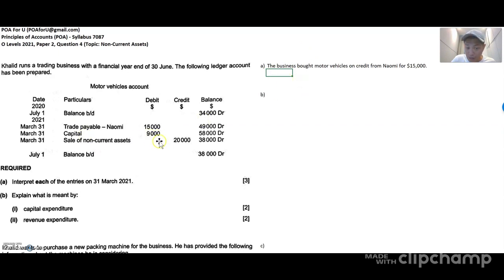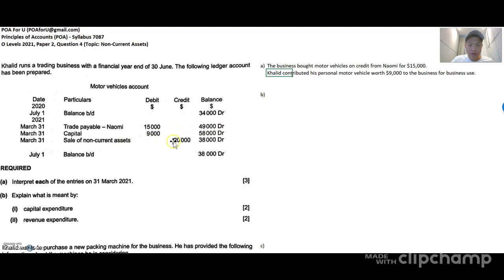Capital. Now the business again has 9,000 more worth of motor vehicles, and the credit entry has gone to capital. Capital can only increase if the owner brings in something for the business. It could be cash, it could be inventory, or in this case, motor vehicles. So what actually happened is Khalid contributed his personal motor vehicle worth 9,000 for the business to use.